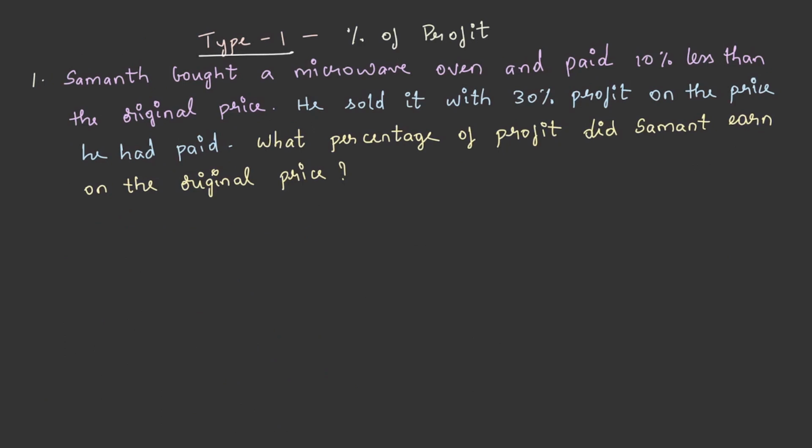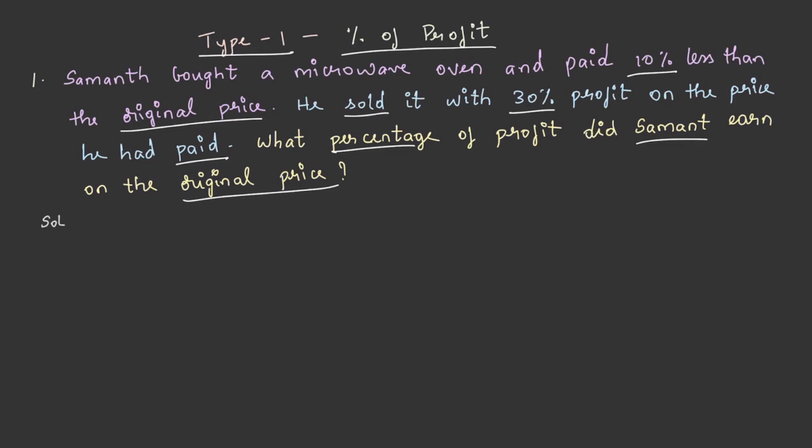In this type, let us determine the percentage of profit. Samanth bought a microwave oven and paid 10% less than the original price. He sold it with 30% profit on the price he had paid. What percentage of profit did Samanth earn on the original price?